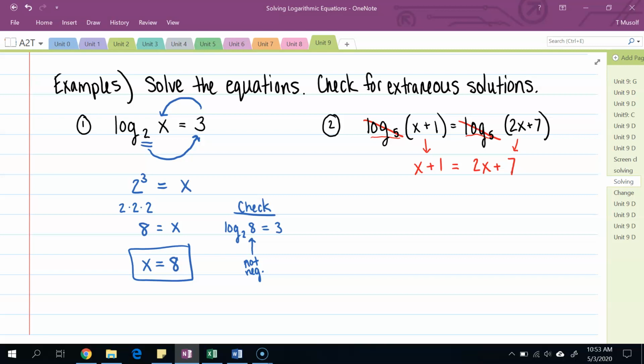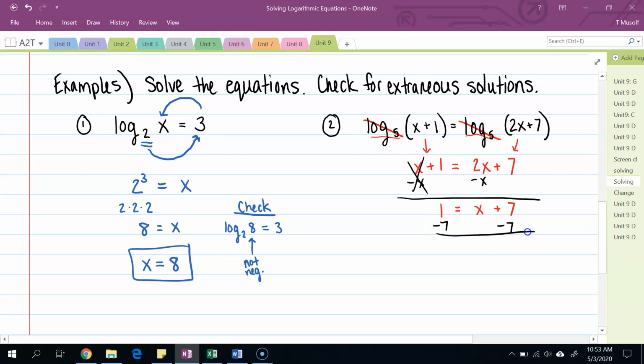I'm going to get my x's on the same side, so I'm going to subtract this x just to keep the x's positive. I'm always a fan of that. So I get 1 equals 2x minus x, which is just x, plus 7. And then I'll move the 7 over, so minus 7. And I end up with negative 6 equals x. Now again, before I circle that, I'm going to check my answer.